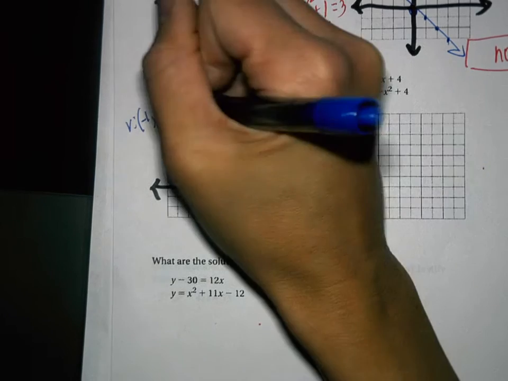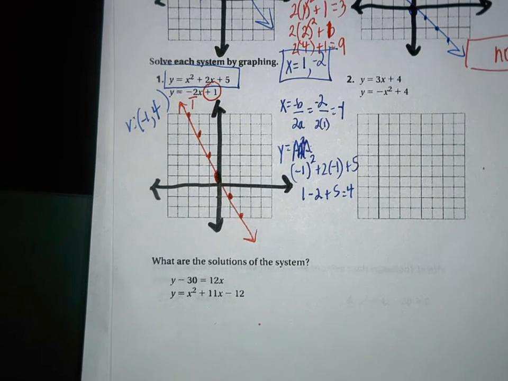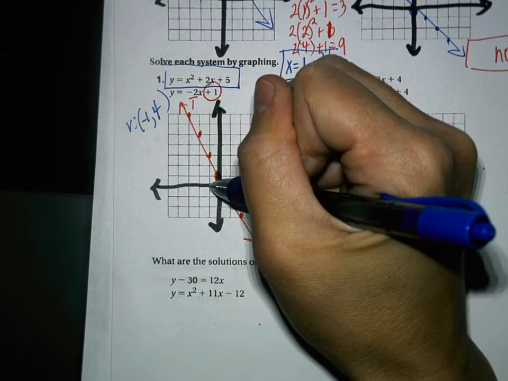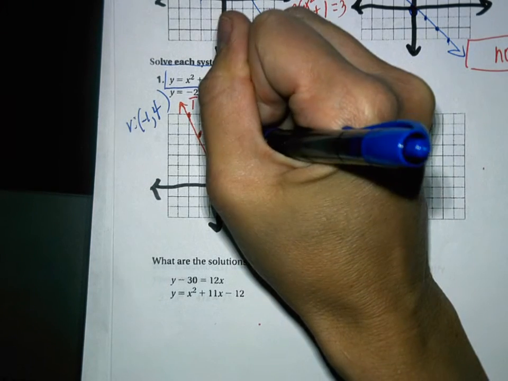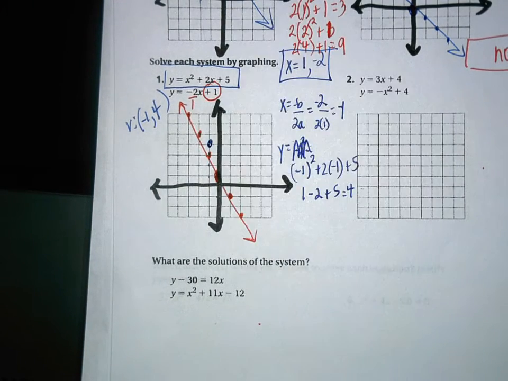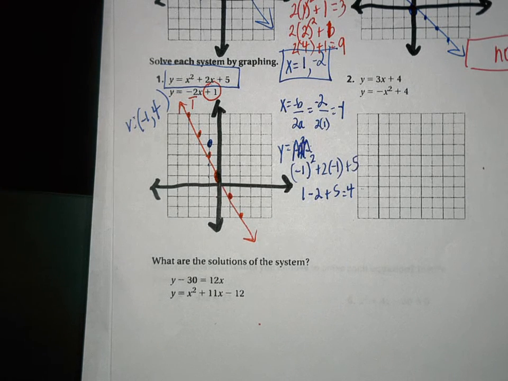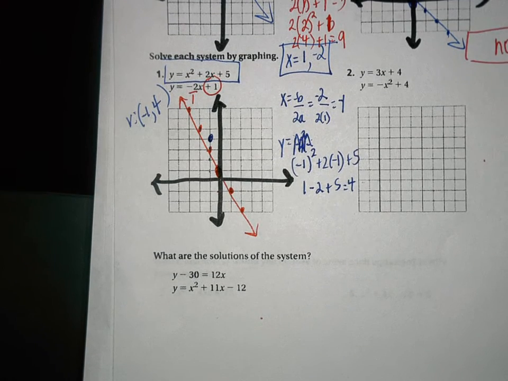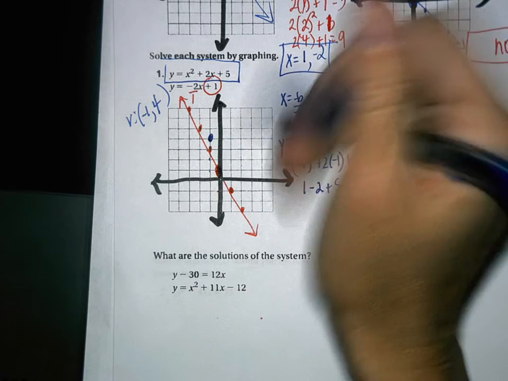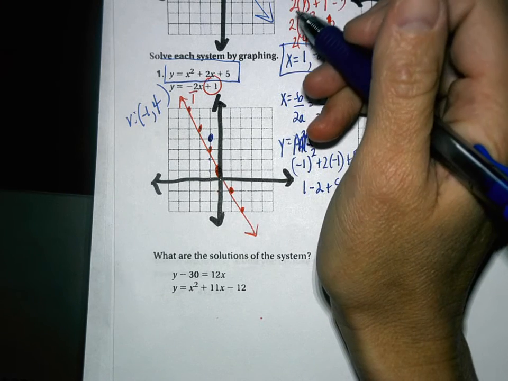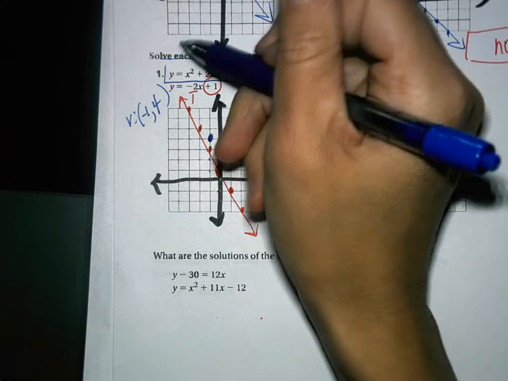So my vertex is at negative 1, 4. So we're going to go negative 1, up 1, 2, 3, 4. Okay. Which way will my graph go on this one? How do you know if it's going up or down? Up. Good. It's going to go up. Is there a chance that these are going to cross? Yeah, probably, because my curve is probably going to go out and hit it somewhere.